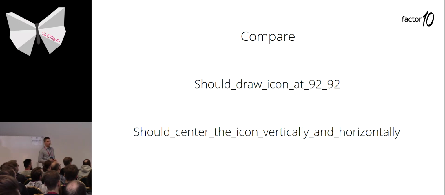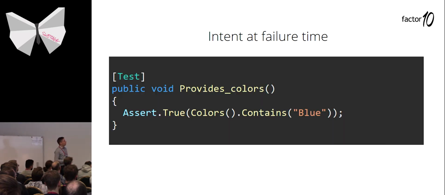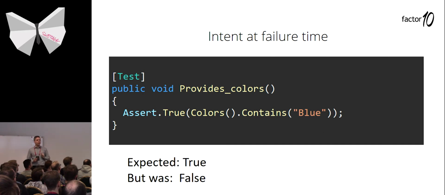We can also look at how a test fails. Was any of you at last year's talk? I talked about test failures. If we have a test and we verify that something produces colors, and we say assert true colors contains blue, how does this fail? It's false. Yes, it says expected true but was false.